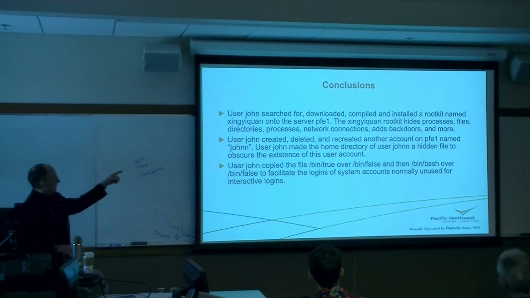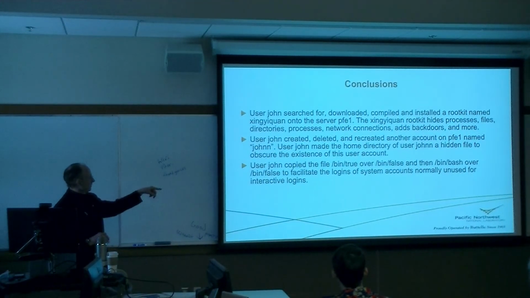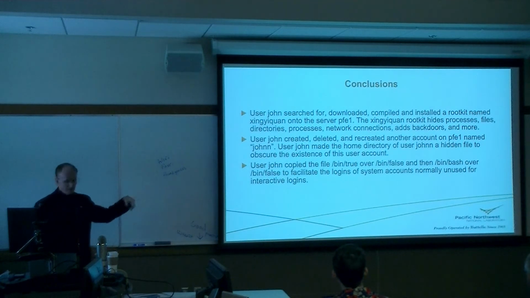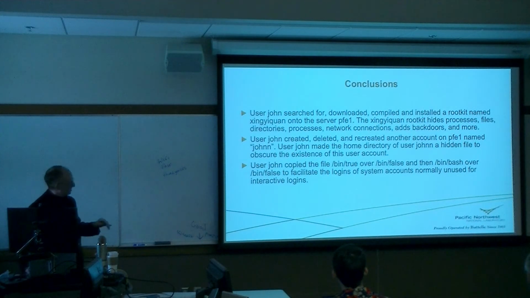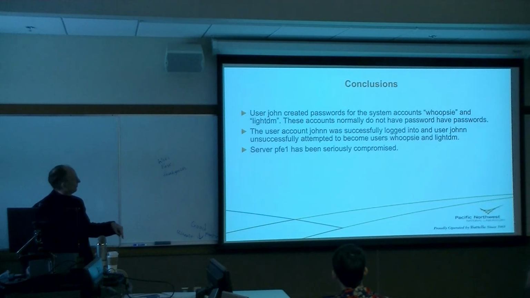He created a username, John N, and hid the name. He copied /bin/true to /bin/false and then realized this wasn't going to work. Then he copied /bin/bash over /bin/false so that system accounts that normally don't log in can log in as backdoors. He created passwords for Whoopsie and LightDM. These normally don't have passwords.